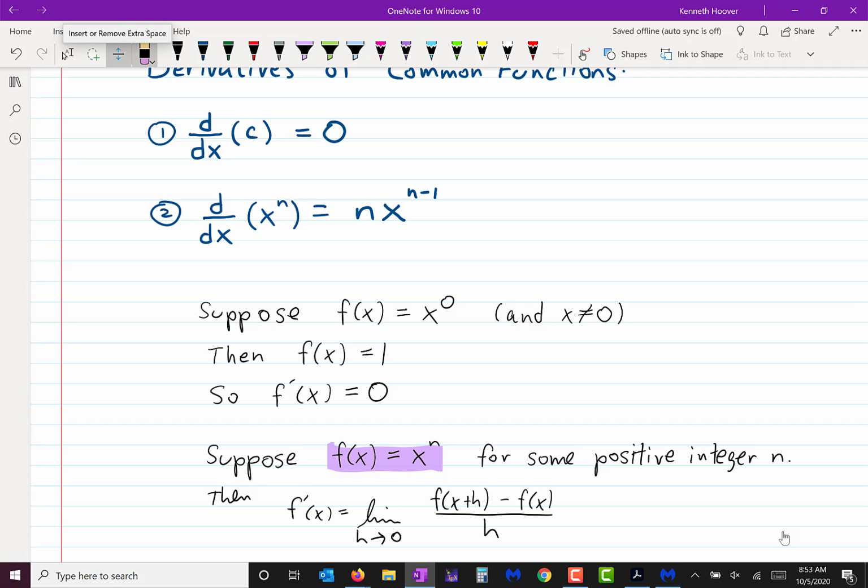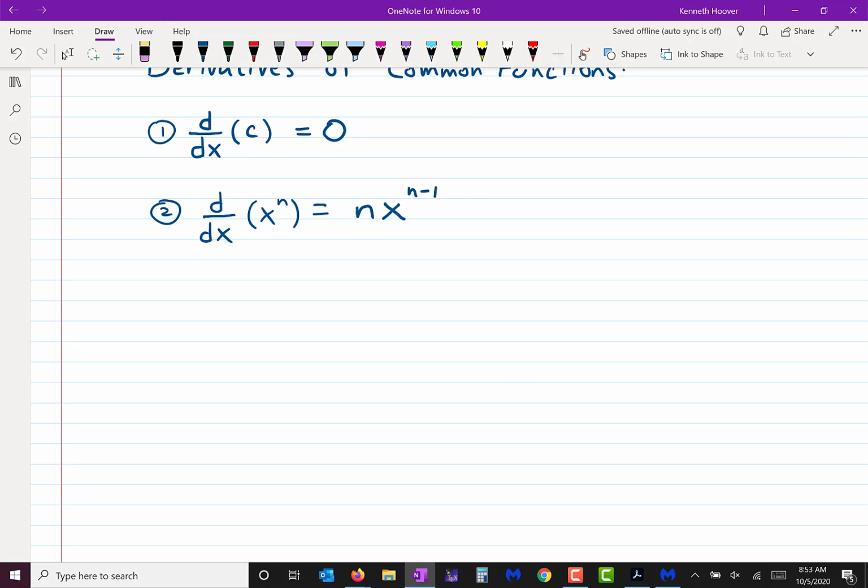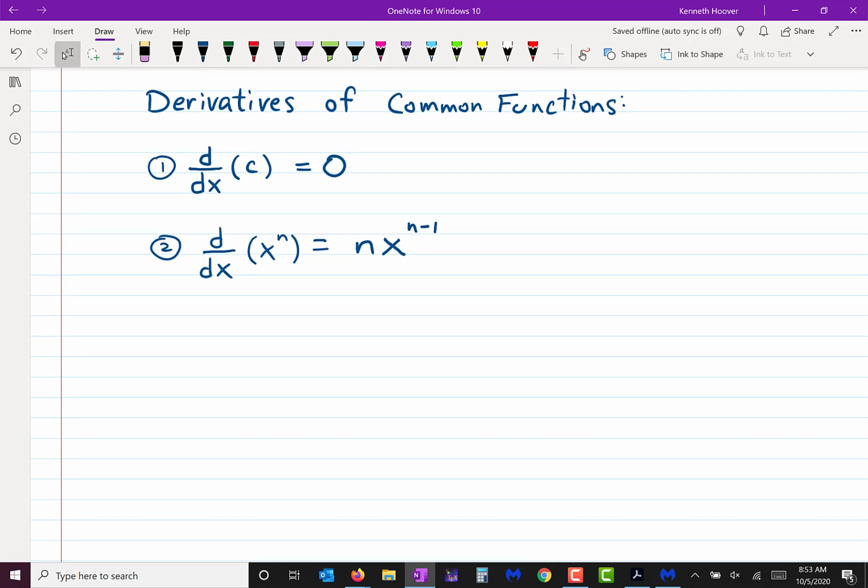Now, at this point, what I would like to do is we are going to add to that list some more, but I want to start a second list here, which we are going to call rules of derivatives, or let's call it differentiation rules.